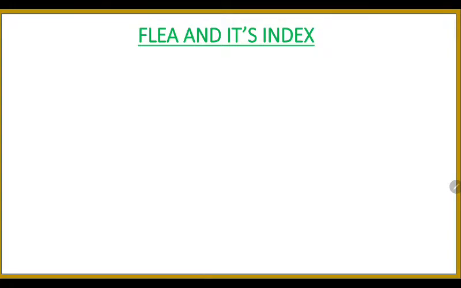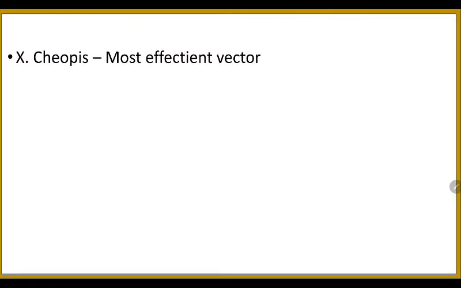Now coming to flea and its indices. Regarding the flea, we already discussed it in the video, and the link is in the description to check it out again. The common organism here is Yersinia pestis. This Yersinia pestis is in the vector, that is Xenopsylla cheopis.